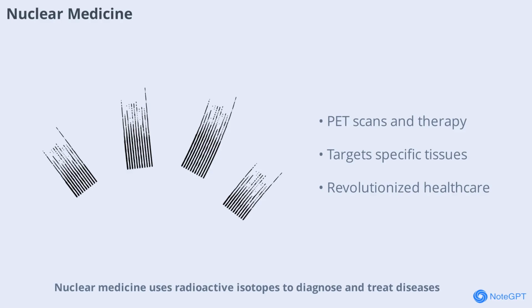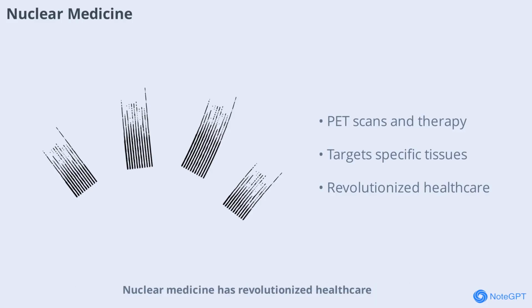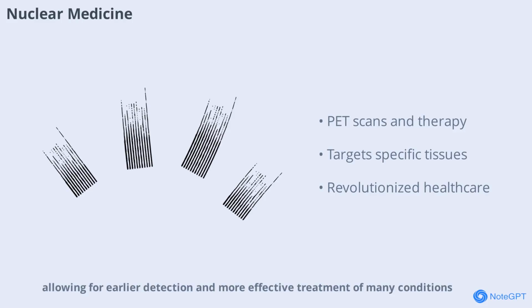Nuclear medicine uses radioactive isotopes to diagnose and treat diseases. Techniques like PET scans and radiation therapy rely on the unique properties of isotopes to target specific tissues in the body. Nuclear medicine has revolutionized healthcare, allowing for earlier detection and more effective treatment of many conditions.